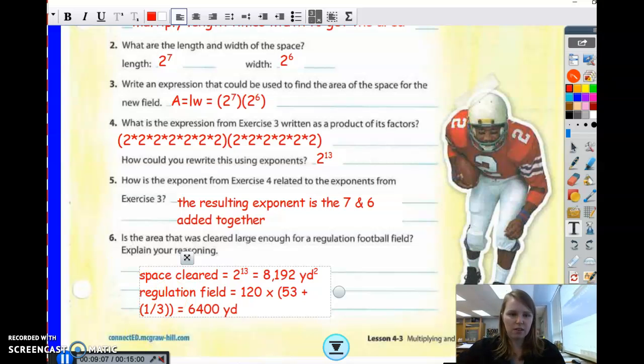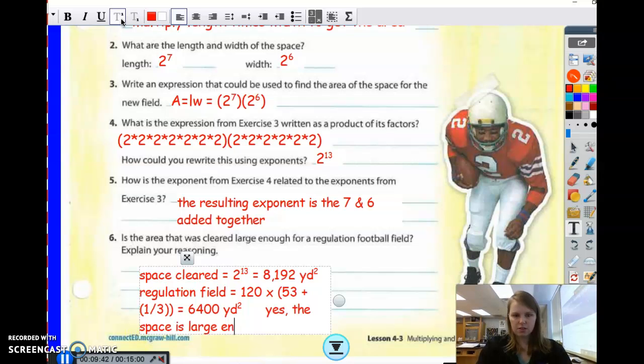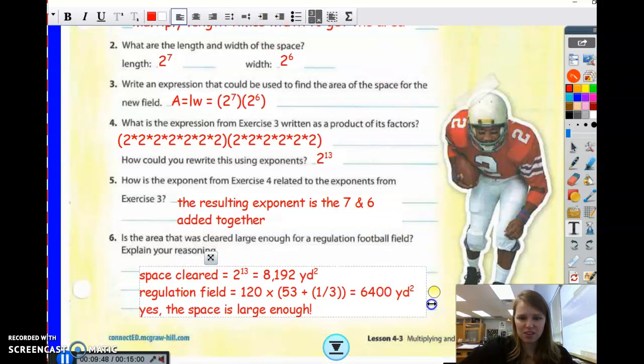6400 yards squared. So the question is asking, do they have enough? Sorry, I'm looking just to make sure I did that right. I'm thinking if this is what they cleared off, this is what they need, they've got plenty of space. So I'm going to say, is the area that was cleared large enough? We can say yes, the space is large enough. For an explanation, I would say see work, because we already did all that work.